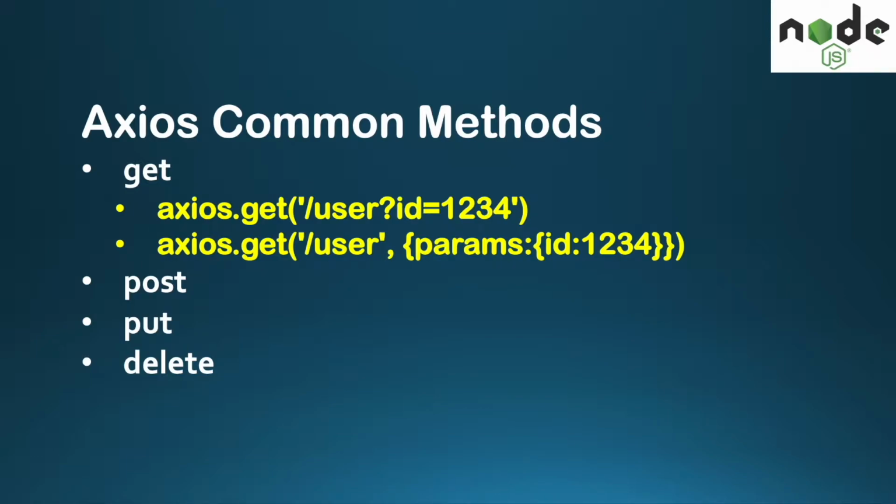If I want to use GET, I can just say axios.get and the URL that you want, or we can give the URL and the parameters, like we did here, so params: and the parameter value. We also have methods for post, put, delete, which we will see as we progress.